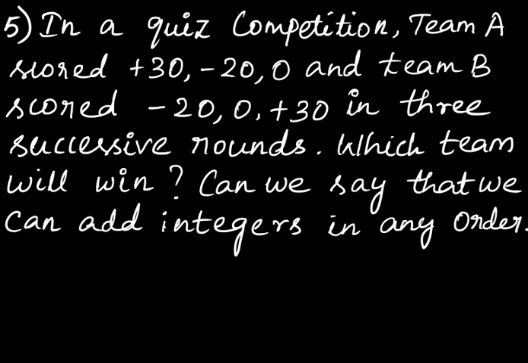So there are 3 rounds in it. In the first round, Team A got plus 30 and Team B got minus 20. And in the second round, Team A got minus 20 and Team B got 0. And in the third round, Team A got 0 and Team B got plus 30. So to find who's the winner, first we need to find the total score of each team, and by comparing we can say who won the competition.